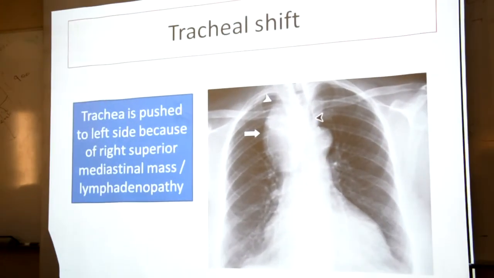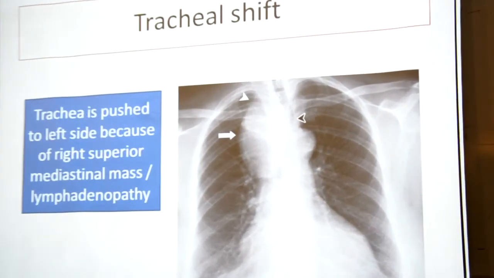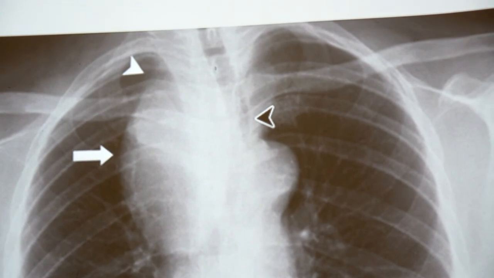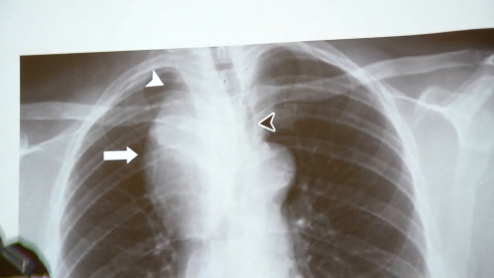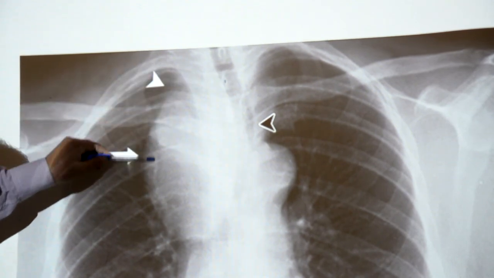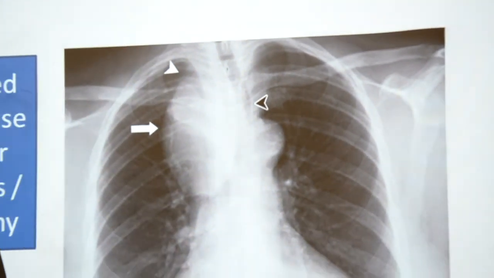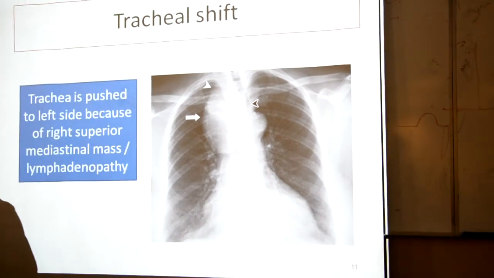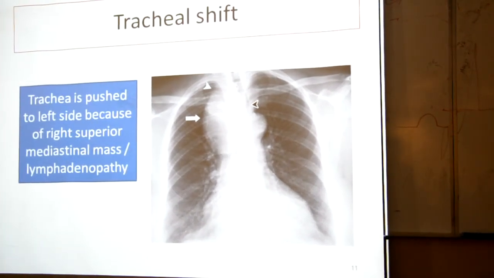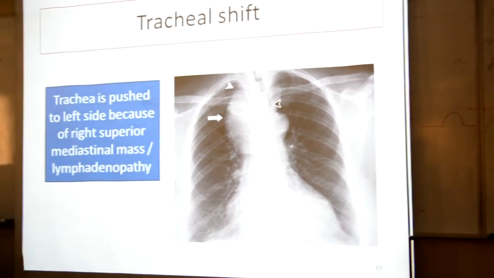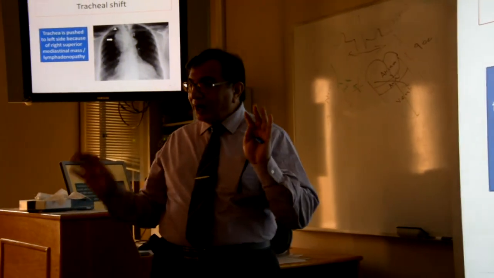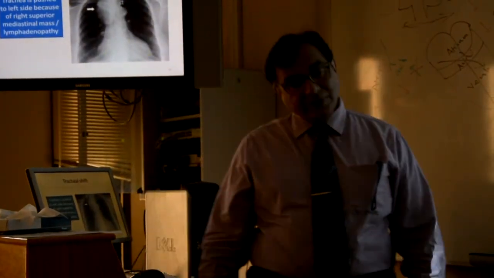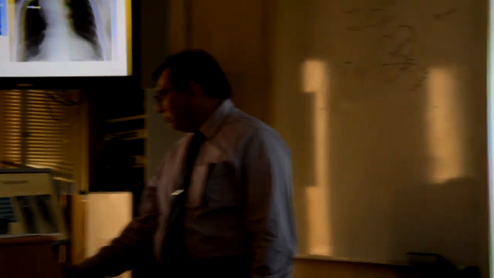Now see here again, the trachea diverges to the left. It is pushed to the left because of a mass. Because of the soft tissue density mass on the right side of the mediastinum, maybe a large lymph node, maybe a retrosternal goiter. We will confirm the exact origin by further evaluation with a CT scan. But it gives you a clue that the trachea is deviated. It is pushed by a soft tissue mass.